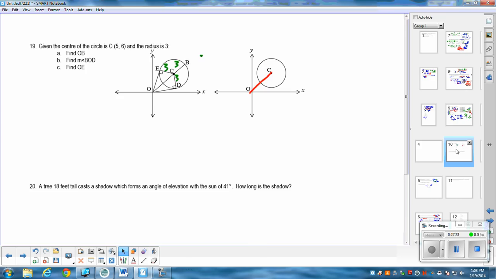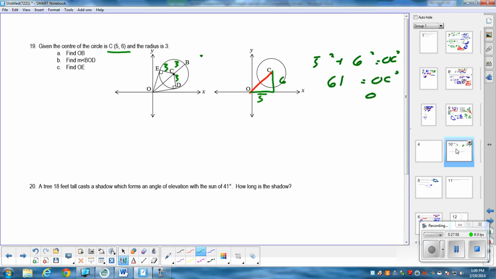So we need to find OC. We know that C is 5, 6, which means it is 5 over and 6 up from the origin. We're looking for the third side of a right triangle, which means we're using the Pythagorean theorem. So 5 squared plus 6 squared equals the diagonal OC squared. 5 squared plus 6 squared is 61. So the OC would be the square root of 61.